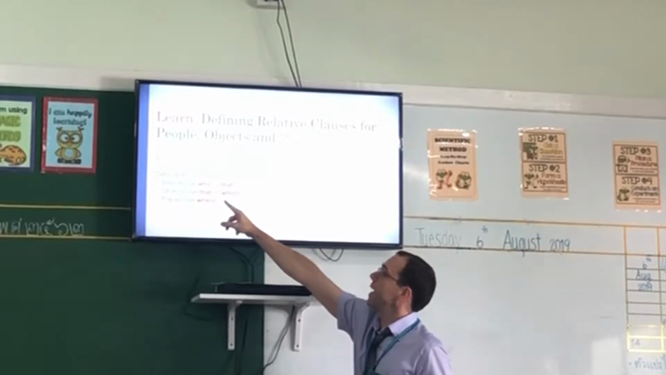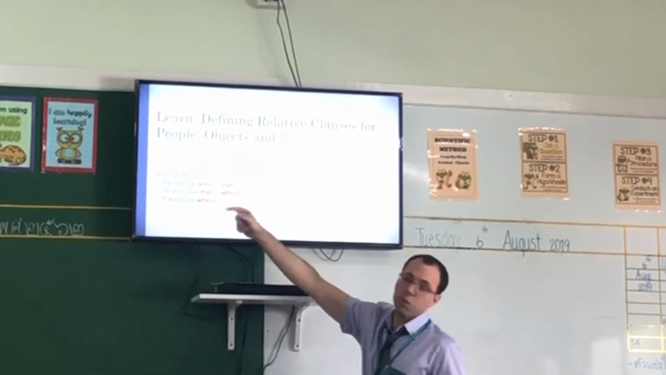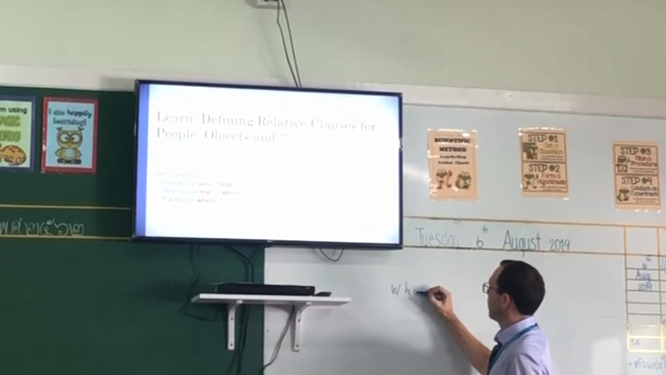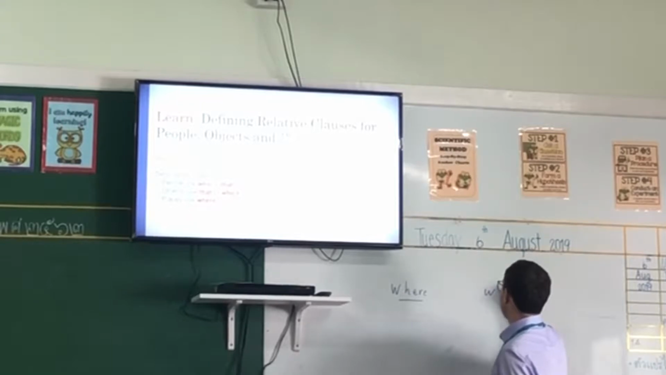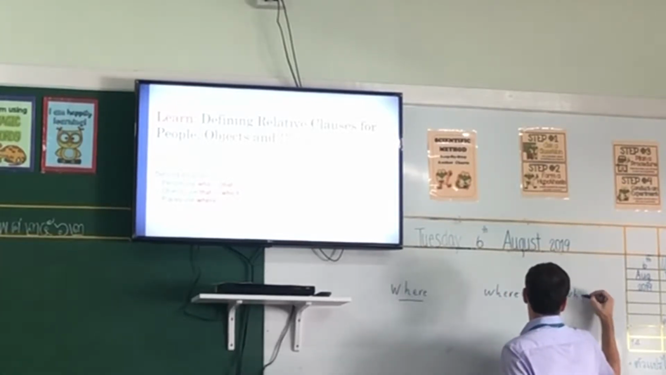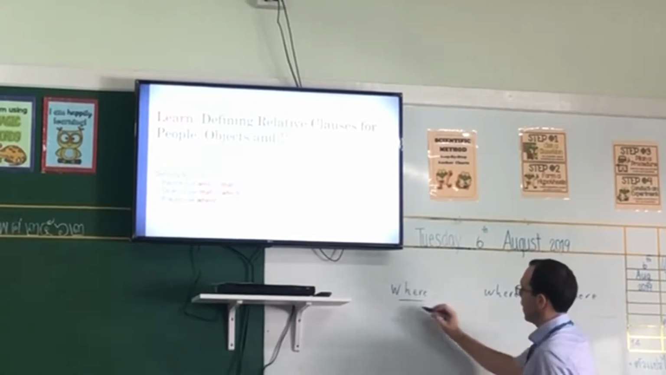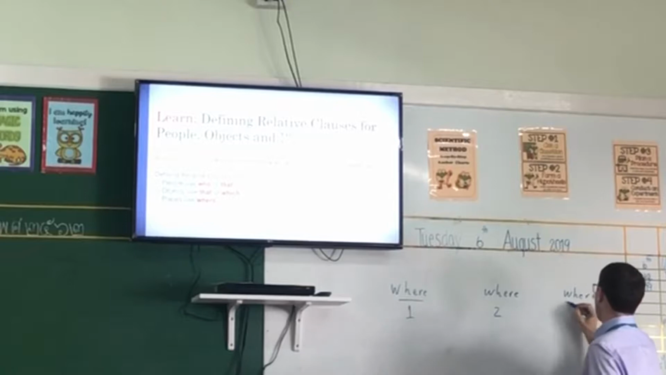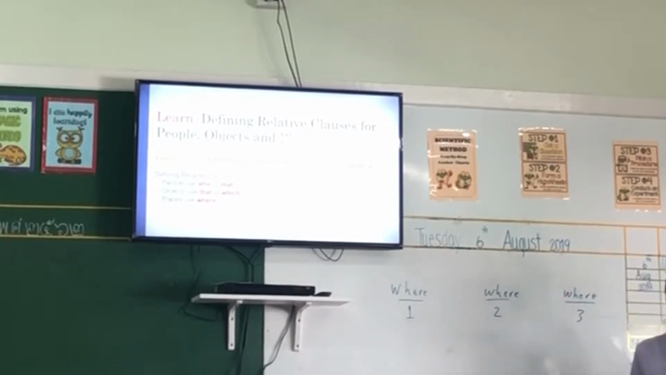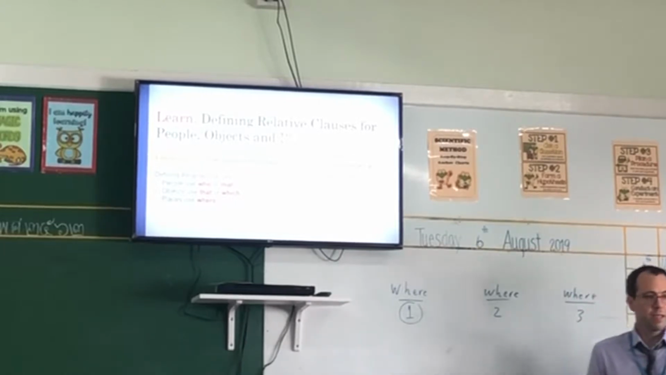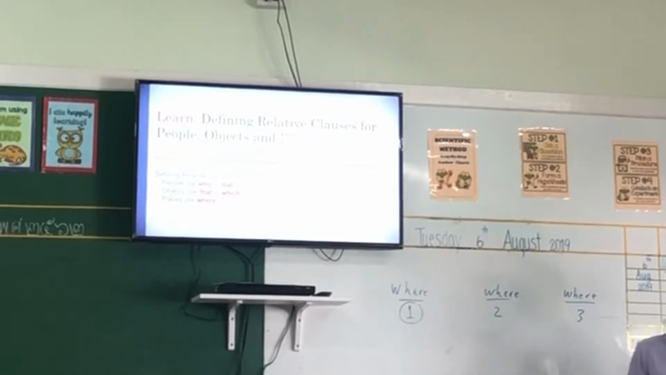Where do we find who, that, which, or where? Where do we find it? In the beginning of the sentence? In the middle? Or at the end? Where do you think we would find it? In the beginning, middle, or end? 1, 2, or 3? In the whole sentence, where would we find it?